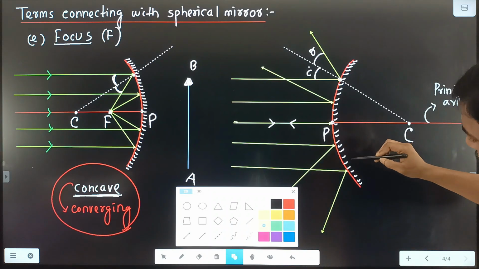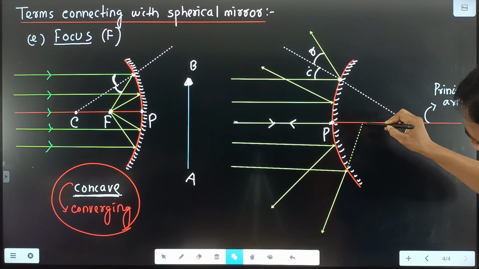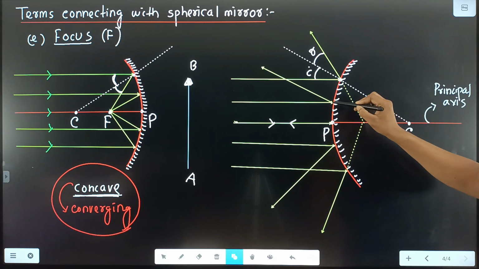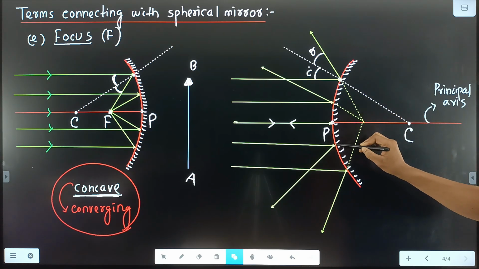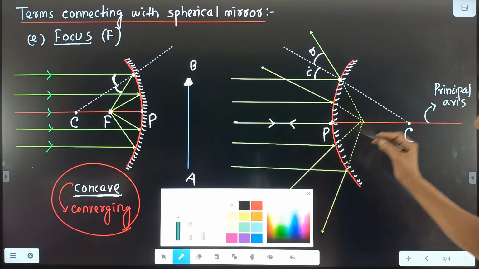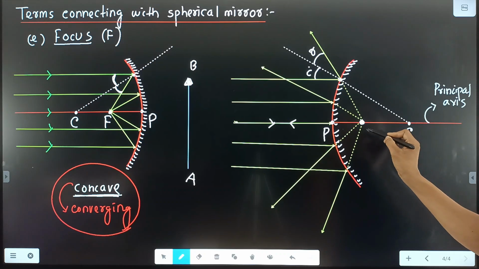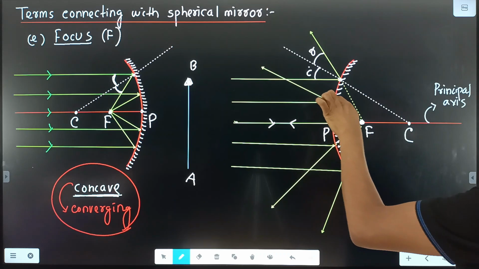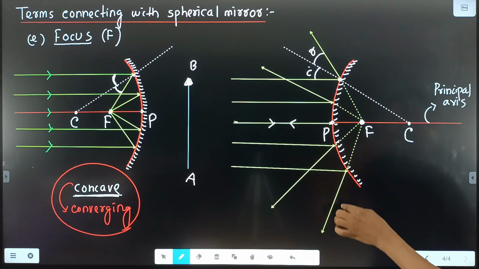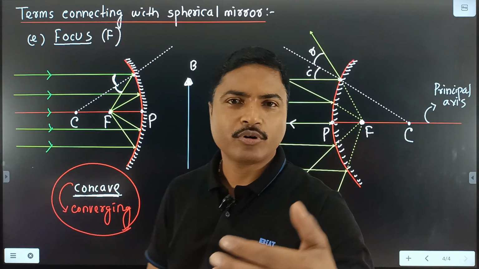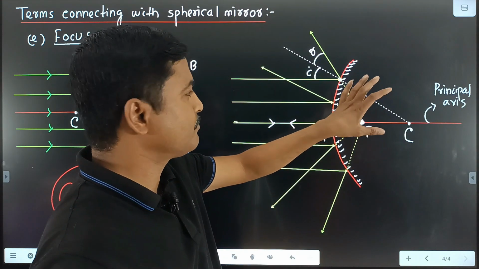If we extend all the reflected rays in the backward direction, look at the figure, all the reflected rays meet at a common point on the principal axis, and that point is known as the focus. That point is situated on the principal axis, and it is known as the focus of the convex mirror.